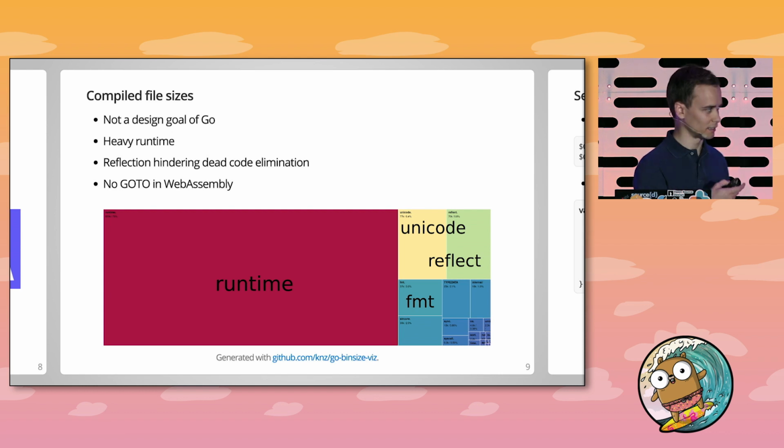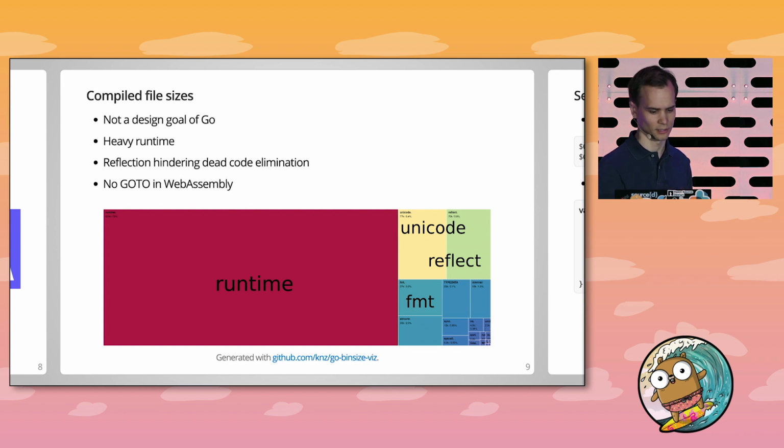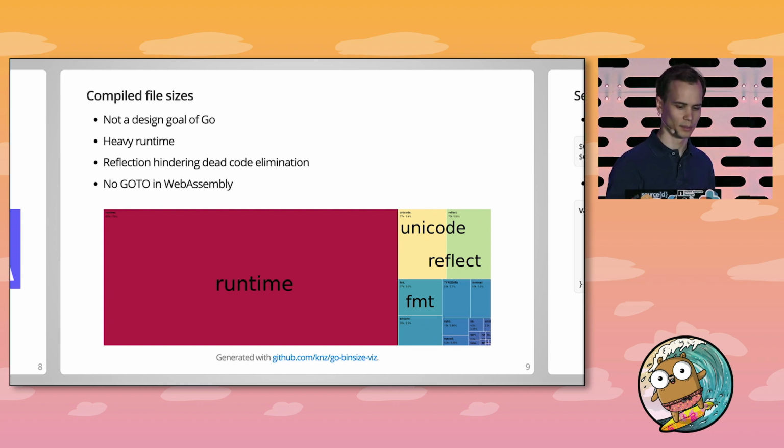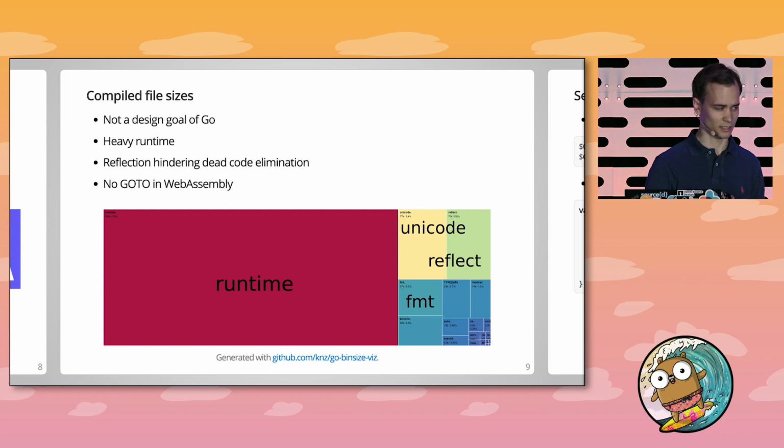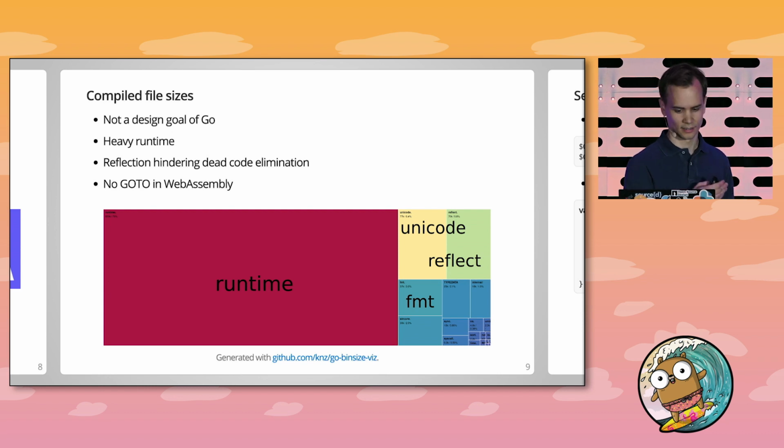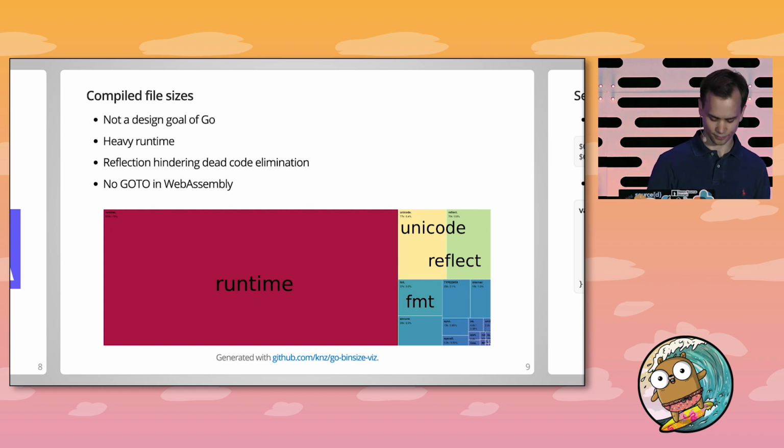The image we're looking at here is the weight of each package's contents in a Hello World binary built for Linux AMD64. It adds up to 1.2 megabytes. Furthermore, we discussed earlier that WebAssembly doesn't have a goto instruction, and this leads to larger output for the same functionality. We'll discuss later what we can do about file size, though.